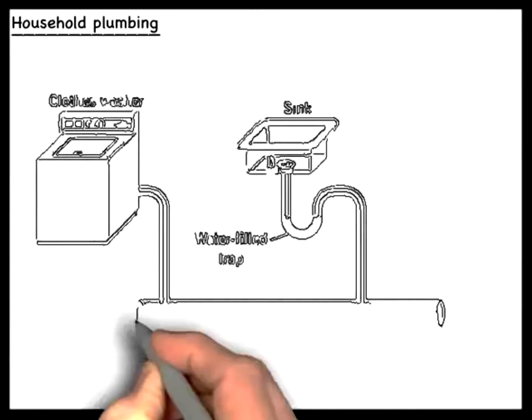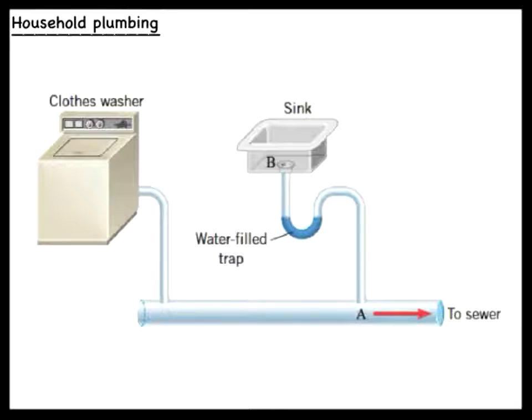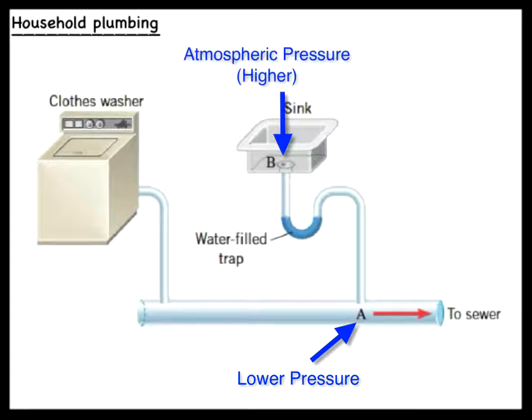The figure shows a large drain pipe connected to the drains of a clothes washer and a sink. When water from the clothes washer rushes through the sewer pipe, the high-speed flow causes the pressure at point A to drop. The pressure at point B in the sink remains at the higher atmospheric pressure, and it pushes the water out of the sink trap into the sewer pipe, thereby emptying the trap.